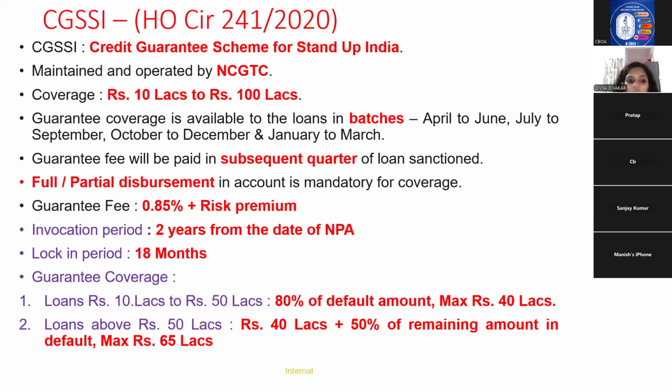Then coming to loans above 50 lakh: 40 lakhs plus 50% of the remaining default. That means beyond 50, it is 50%. 50% of 50 is 25. We know that up to 50, 40 is the eligibility. So 40 plus 25 is 65.